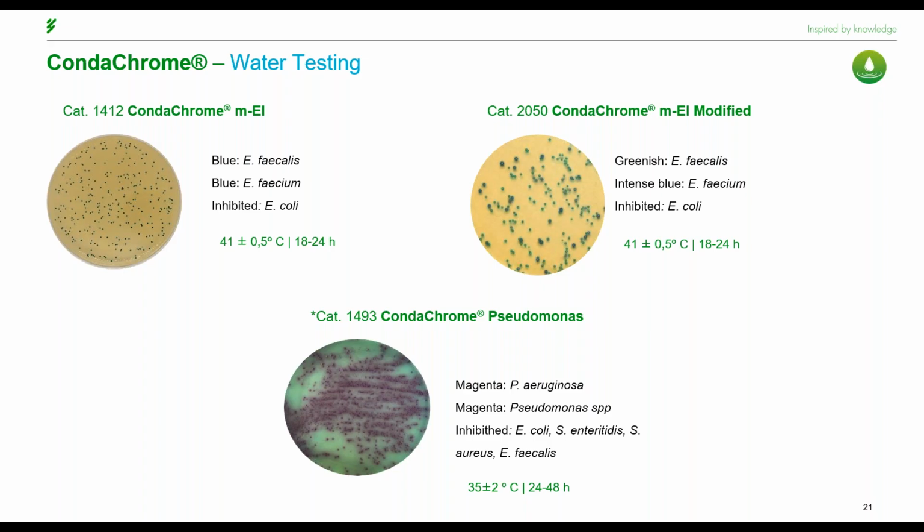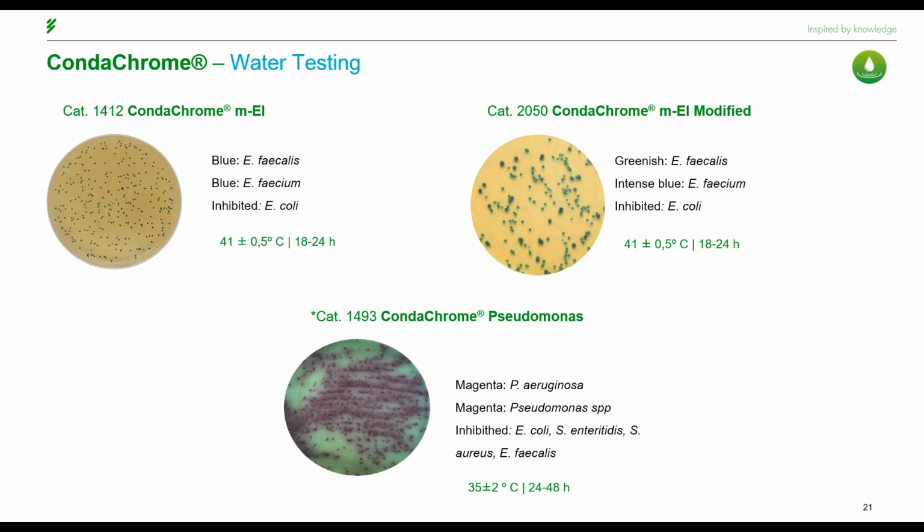In the ISO method, two media are used, if we remember quickly, Slanetz and Bartley and then bile esculin azide agar. But using this method, simply the membrane is placed on the plate, incubated, and 24 hours later you have the results. On the other hand, modified Condachrome MIE, which as its name indicates, starts from the previous media, allows us to differentiate between Enterococcus faecalis and Enterococcus faecium. The first will be greenish colonies, while the second will grow as deep blue colonies.